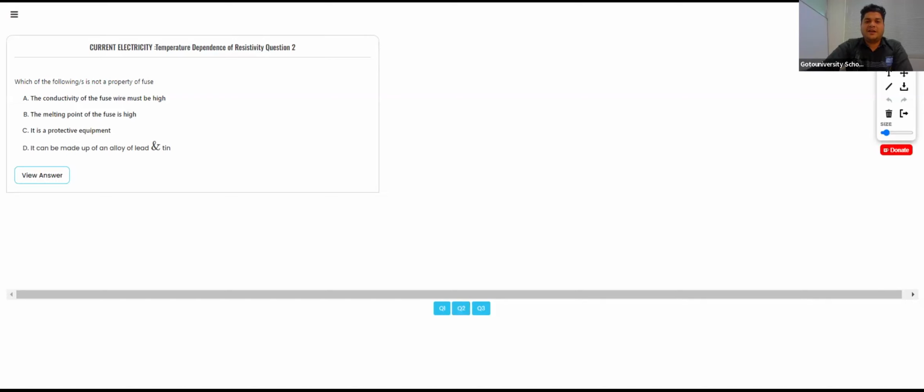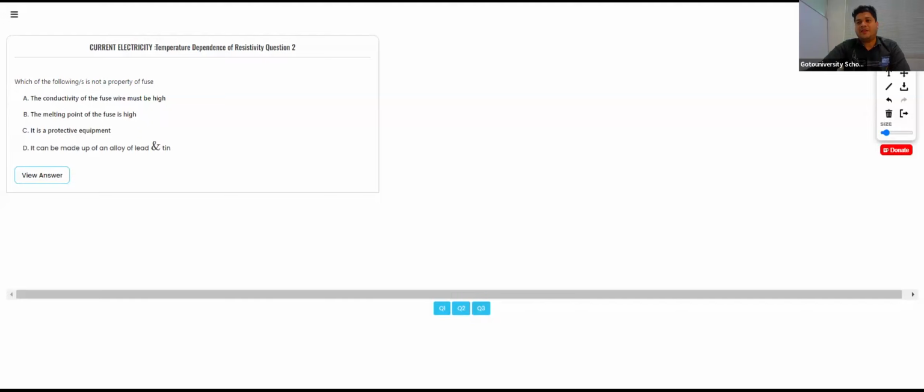B. Akhil, B. Yes, B is the right answer. Very good. Why B? What is the function of a fuse? If there is an overcurrent, it will melt easily. After it melts, the circuit will break, and hence there will be no flow of current. So the melting point of fuse is very low. It's not high, it is low. So your right answer will be option B. Very good, Akhil.